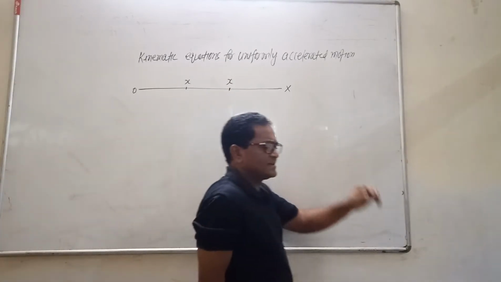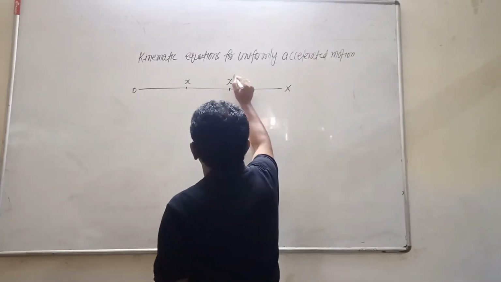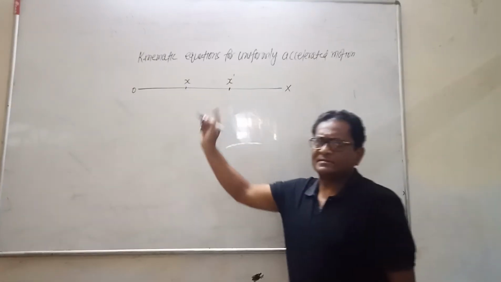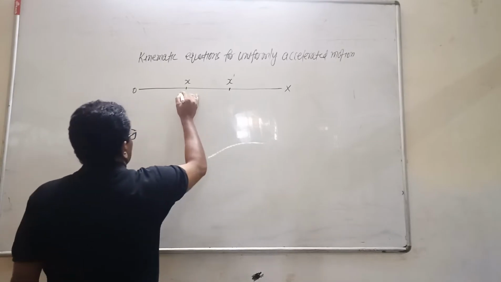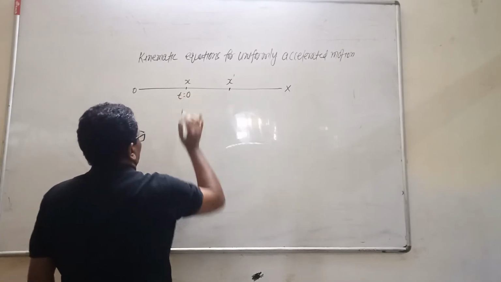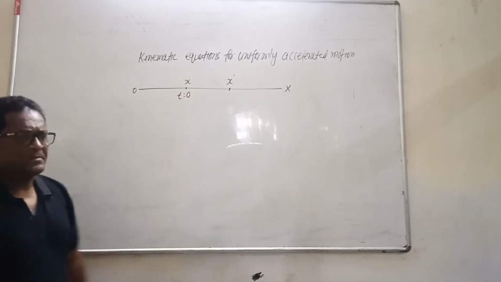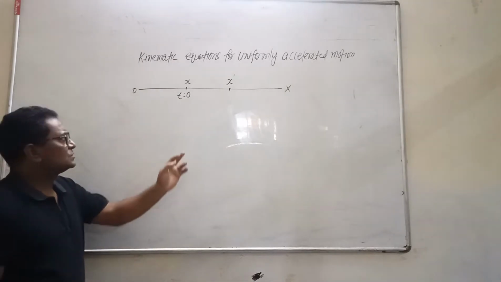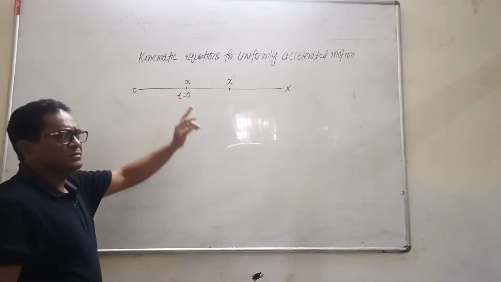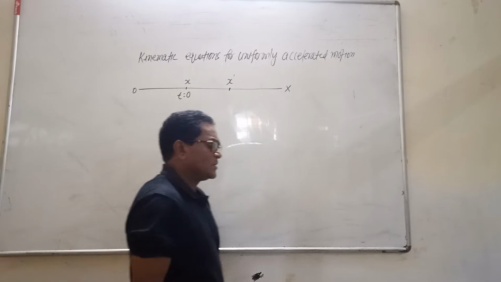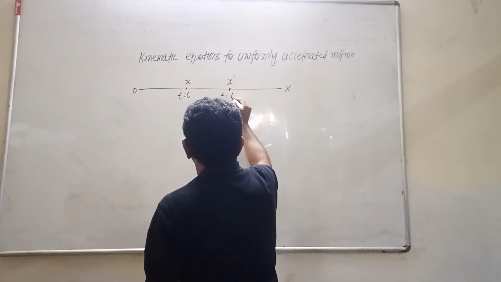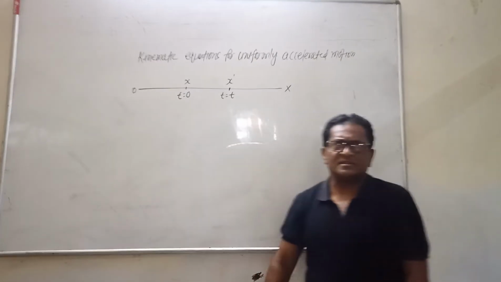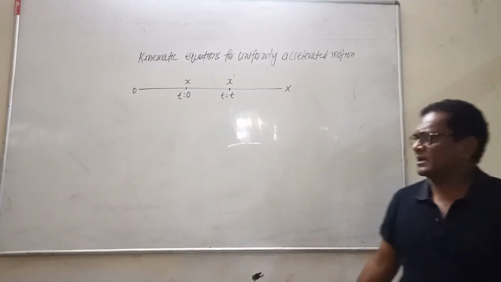Origin, x-axis. There are two positions, x and x dash. At time t equals 0, a body is moving in the positive direction of the x-axis. At time t equals 0, the position of the body is x, and at time t equals t, the body reaches the position x dash.